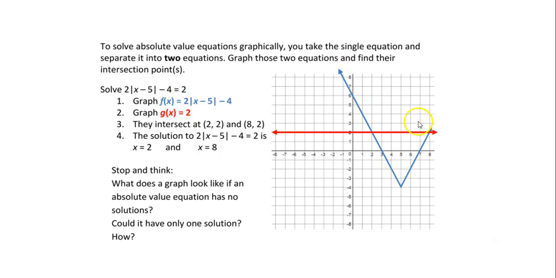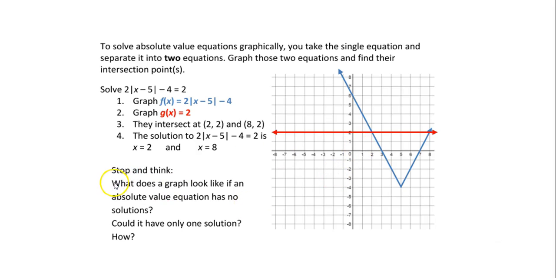Then these are what they look like on the graph, and we can find that by plugging in points, like we did with graphing absolute value equations in general. Now they intersect at (2, 2) and (8, 2), as we can see on the graph. So the solution would be 2 and 8, because the y values are 2, which is what we have here. So 2 and 8 would go in for x to make this equal to 2. The intersection is where the solution is.